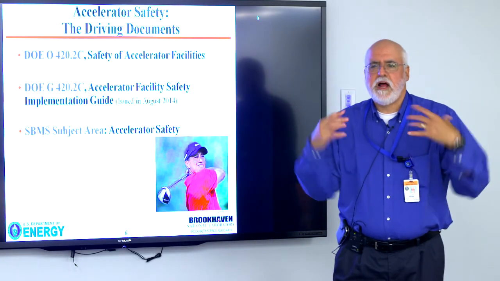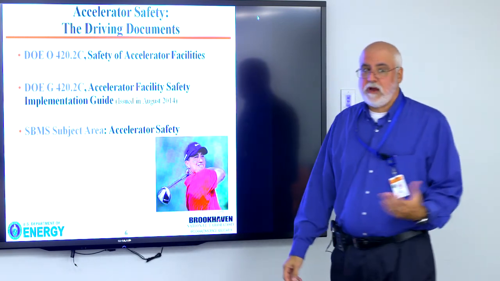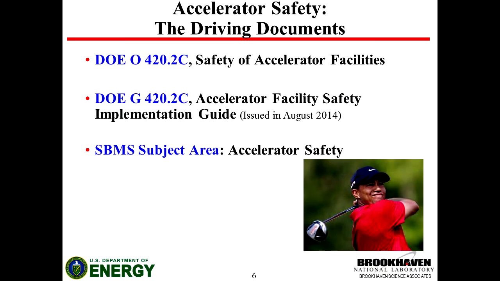All right, so what drives us? What drives the USI process? What drives authorization basis documents? Well, of course, DOE drives it typically. And so we do have a DOE order titled Safety of Accelerator Facilities. There's a companion guide, which was recently revised and issued in August, the Accelerator Facility Safety Implementation Guide. Of course, what we do here at the laboratory is we take these DOE guides and orders, and we take out the minimum we need from those guides to develop our SBMS, or Standards-Based Management System, subject area. So we have a subject area here titled Accelerator Safety, which governs all the work, all the operations that occur at the accelerators on the site.